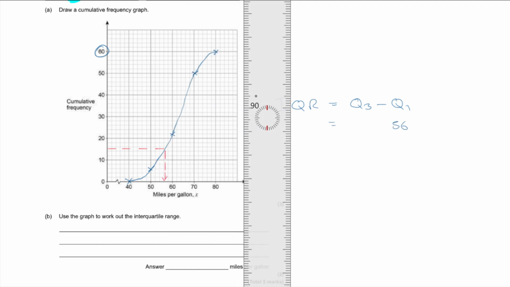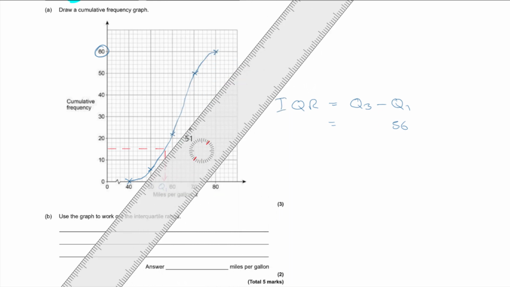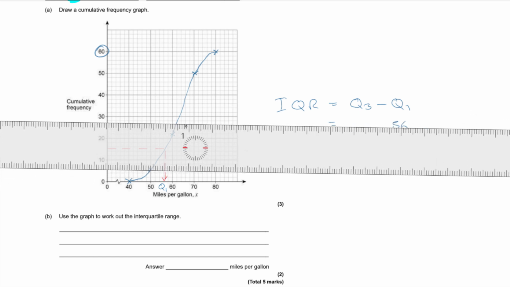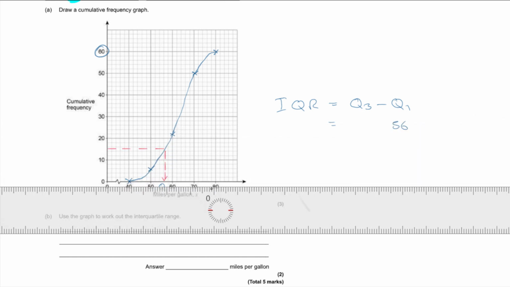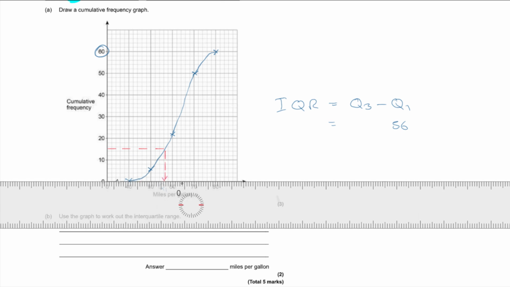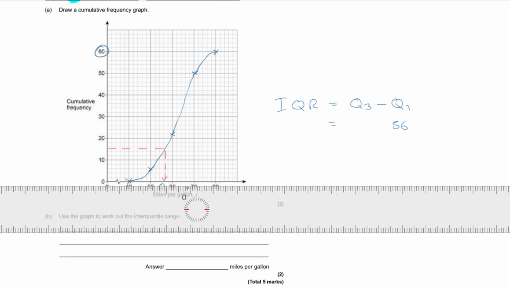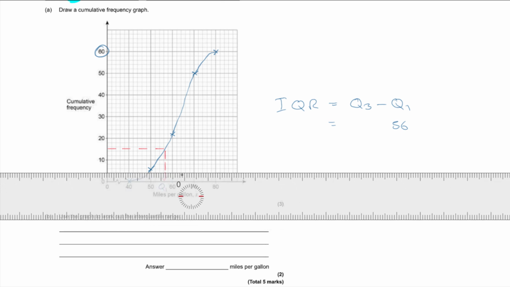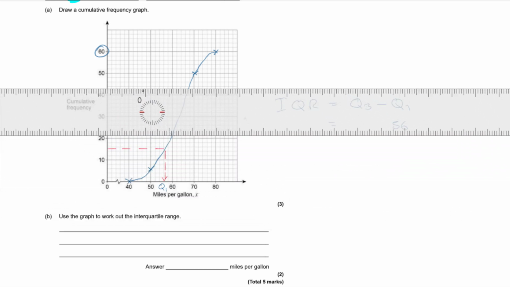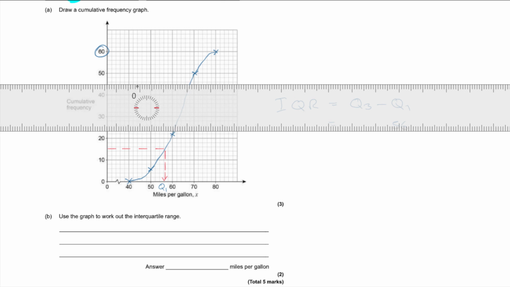56, that's Q1 there. Right, and then Q3, the upper quartile, is 3/4 of the way through. Now again, you should really add 1 when you find an upper quartile, but when you've got a large number of data points, it doesn't really make much difference. So I'm just going to divide by 4 and times by 3. So 3 lots of 15, that's 45. So I'm going to look across at 45.